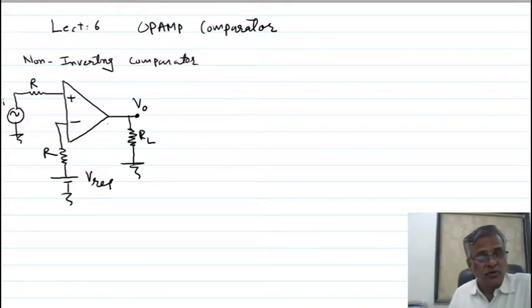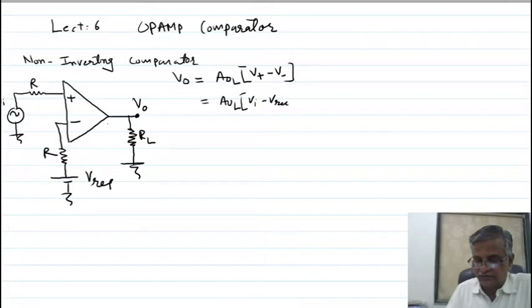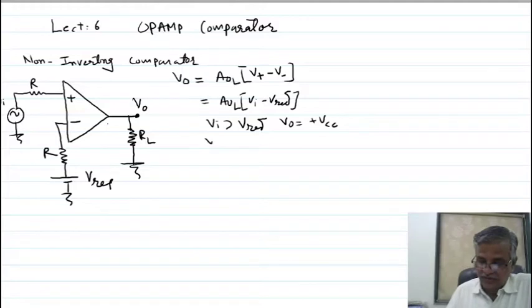An op-amp comparator is always operated in open loop operation. For open loop operation, you know that the output is given by VOL into (V plus minus V minus), or I can write it as VOL into (Vi minus V reference). This indicates that when Vi is greater than V reference, the output is positive. When Vi is less than V reference, the output is negative.